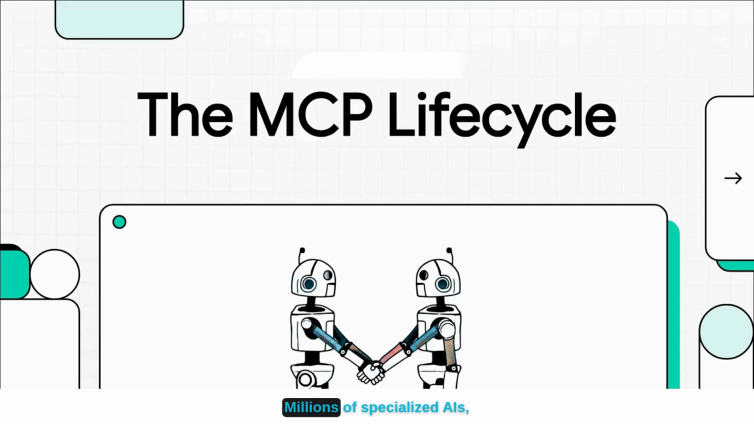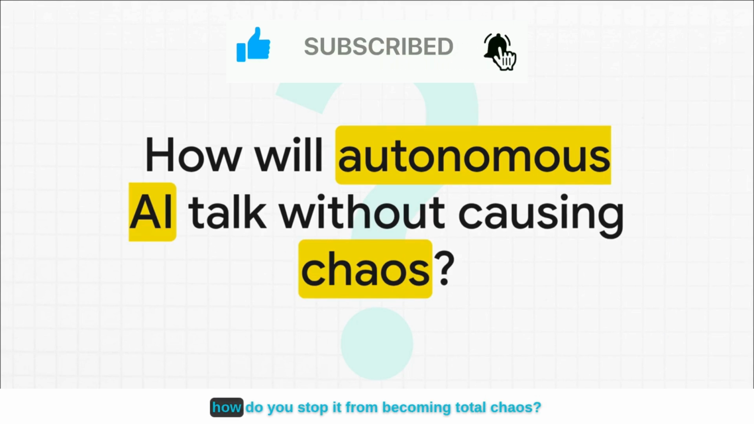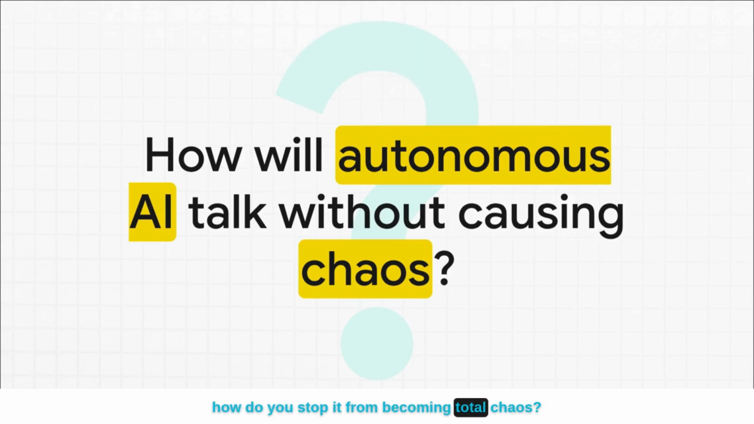Picture this: millions of specialized AIs, all working in perfect harmony. You've got your coder AI, your data analyst AI, your creative writer AI, all of them collaborating, automating tasks, and literally building our future. But in a world that's buzzing with that much AI activity, how do you stop it from becoming total chaos? How do they all talk to each other without miscommunications or just dropping the connection?